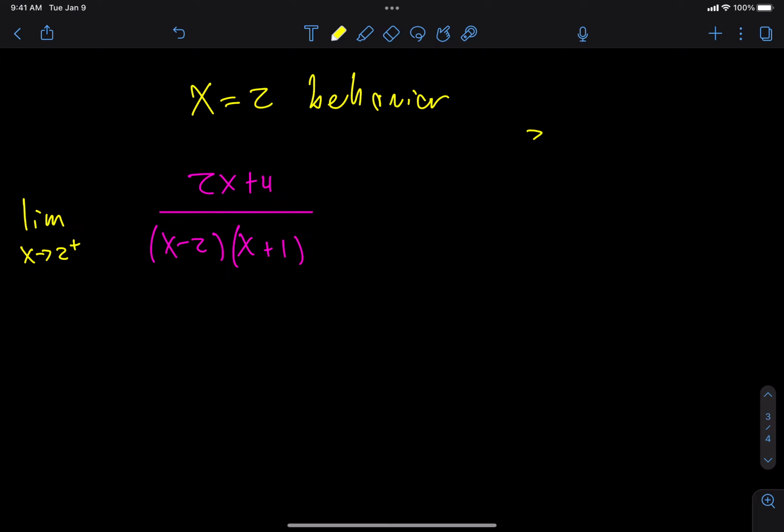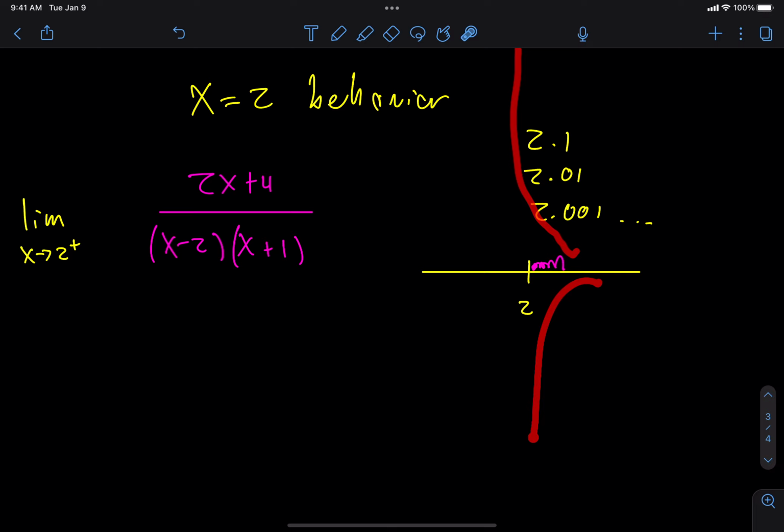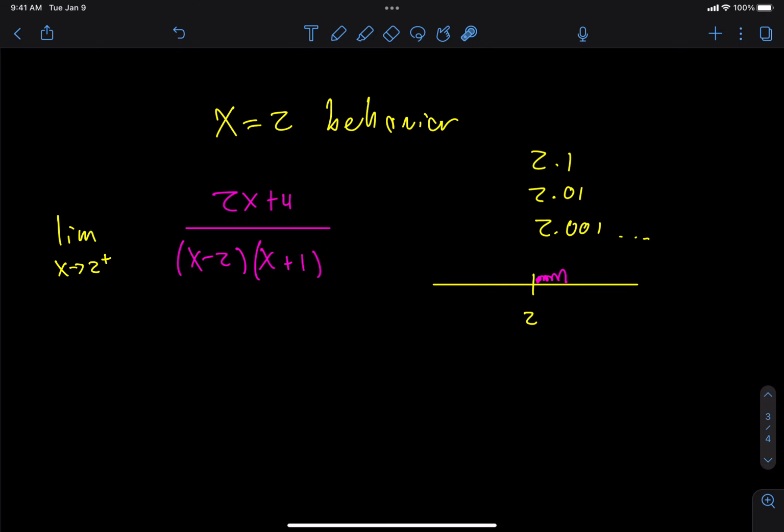What I mean by that is I'm going to plug in numbers like 2.1, 2.01, 2.001, and so on. I want to understand, as the x value gets really, really close to 2, is the function value going up, up, up to infinity, or is it going down, down, down to minus infinity? This is what I want to check. The only thing that really matters is the sign. We know that this thing is going to 0, which is going to cause the going to plus or minus infinity, and whether it's plus or minus infinity depends on the sign of the rest of it.